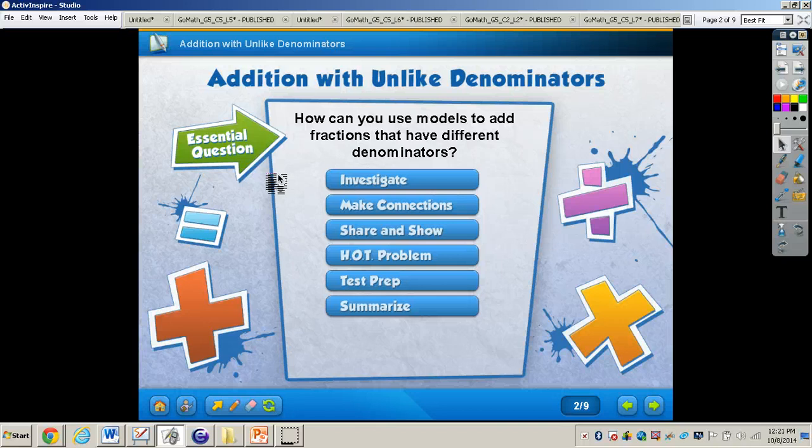You will need to turn your book to page 243, and also get out your fraction strips, your math journal, and a pencil. So let's take a look at this first one.